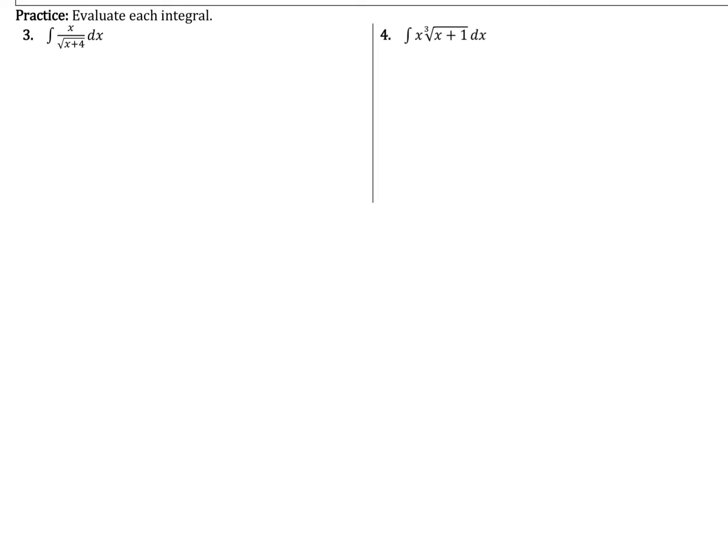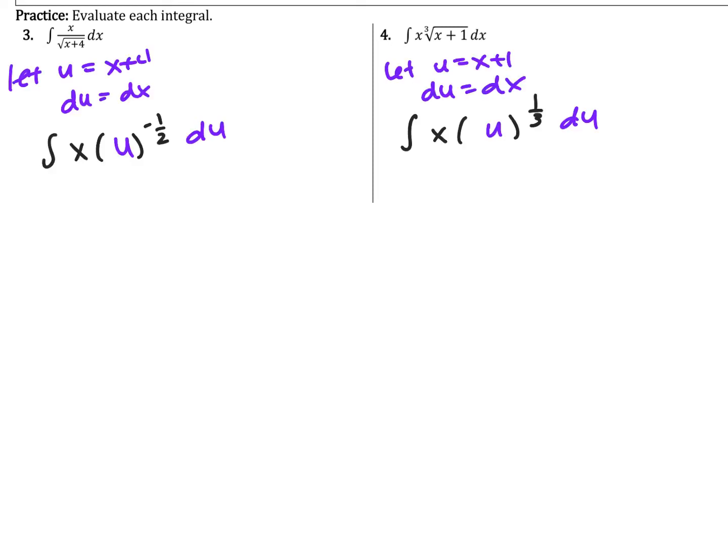So I'm going to go ahead and define my u, my du, and then see where I'm at when I substitute into my integral. So after I define u and I find du and I do substitution, this is where I'm at. For both of these problems, I have this issue that I have an x here that I need to get rid of. So I'm going to go ahead and solve for x here.